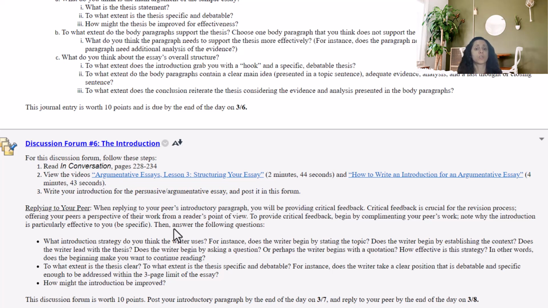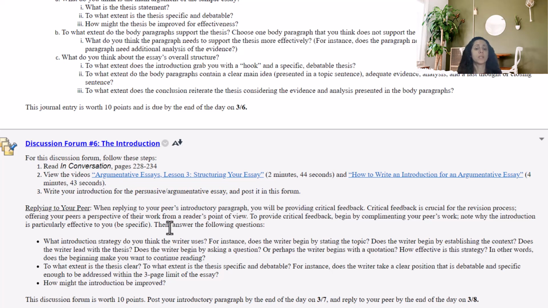What introduction strategy do you think the writer uses? For instance, does the writer begin by stating the topic? Does the writer begin by establishing the context? Does the writer lead with the thesis? Does the writer begin by asking a question? Or perhaps the writer begins with a quotation. How effective is this strategy? In other words, does the beginning make you want to continue reading?